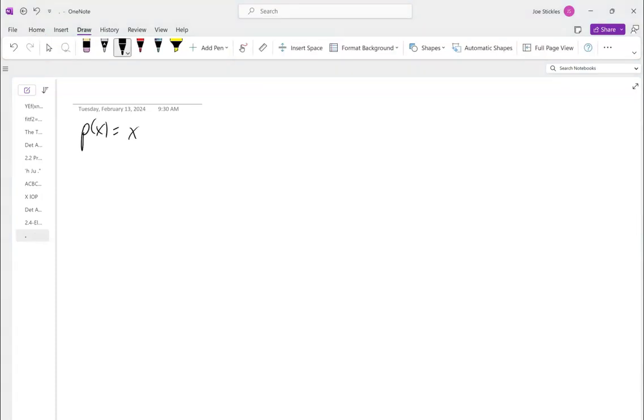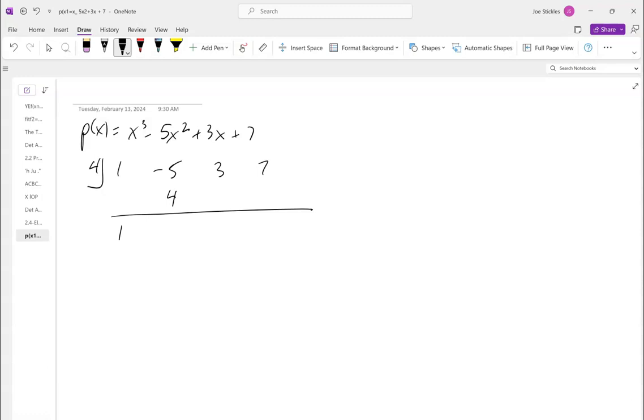So for number 4, you've got your polynomial: x cubed minus 5x squared plus 3x plus 7. It asks you to rewrite it centered at 4. So what do we need to do? Use your Horner's algorithm all the way down till you can't do it anymore. So 1, -5, 3, 7. We'll bring down our 1 and multiply, add down, multiply, add down, multiply, add down.